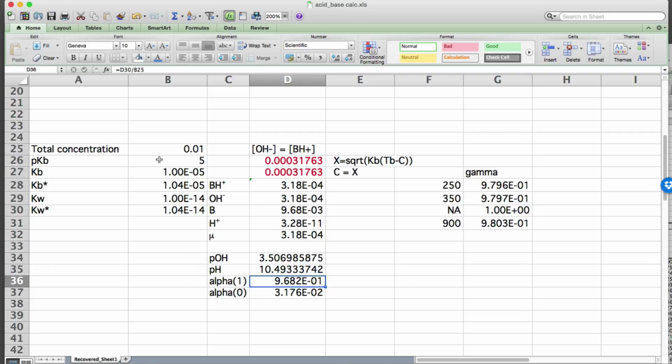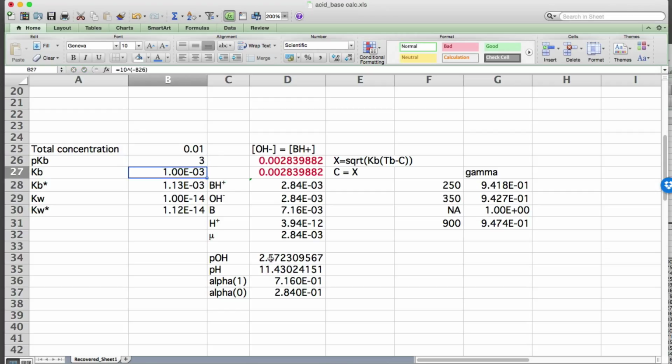So last but not least, we can now play around with our Kb. If we make the base stronger by making our pKb, say, 3, we expect the pOH to go down, the pH to go up, and these alphas to shift. So here we go. Change it to 3, hit enter. Sure enough, pOH went down, is now smaller. pH went up. Alpha is now 70% associated and 28% dissociated.